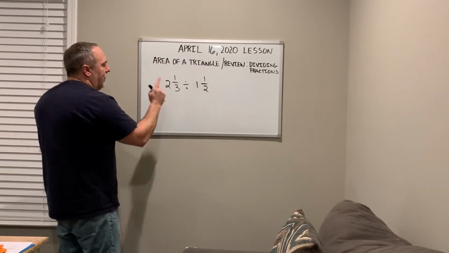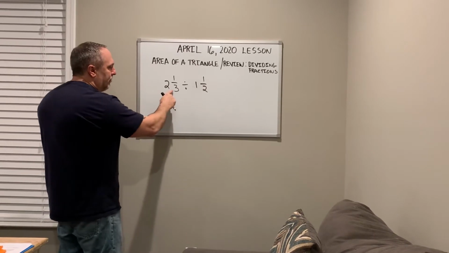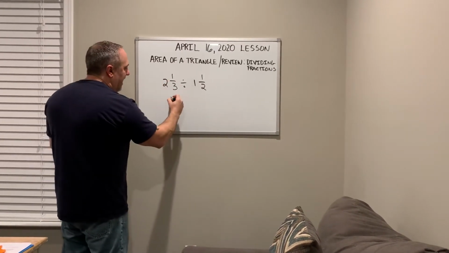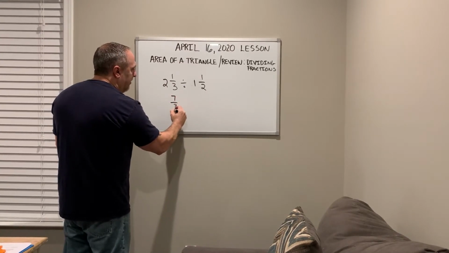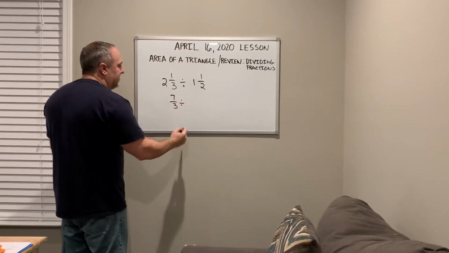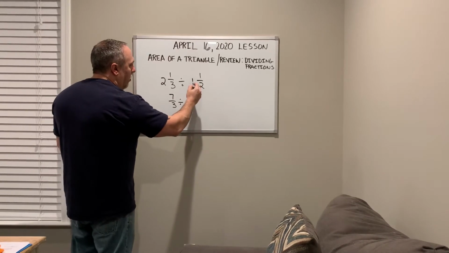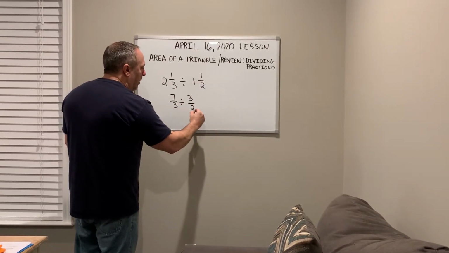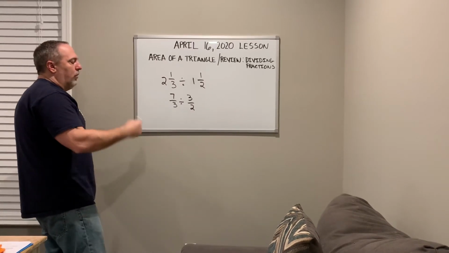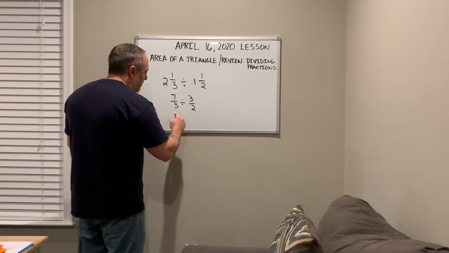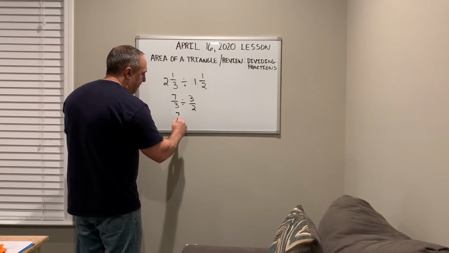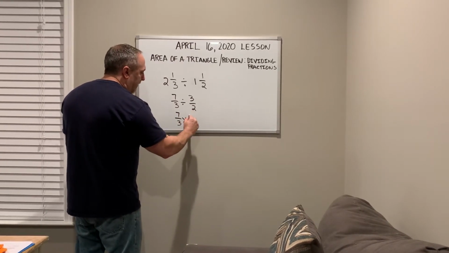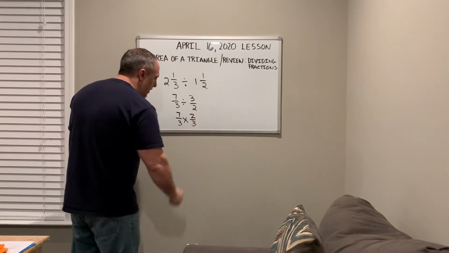All right, so first thing you need to do is change them both improper. 3 times 2 is 6, plus 1 is 7. You always keep the denominator the same. Leave the division sign for now. 2 times 1 is 2, plus 1 is 3 over 2. Now we can flip. So this becomes keep, change, flip. Get its reciprocal.